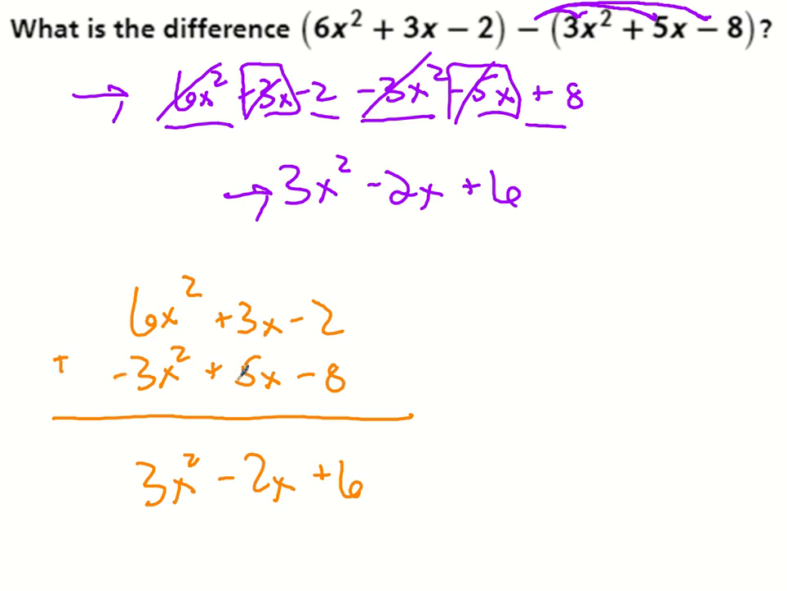So if you distribute the negative, it just makes it a little bit easier, because then you're just combining. But you can do it vertically like this, where you just line up your like terms. And there you have it.